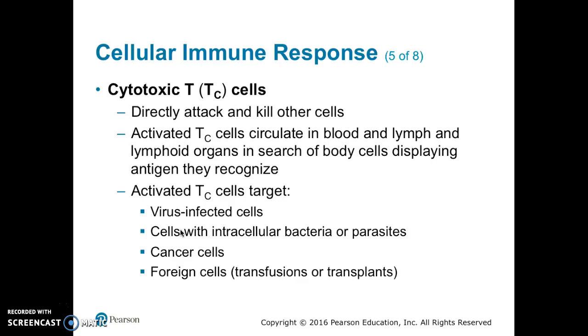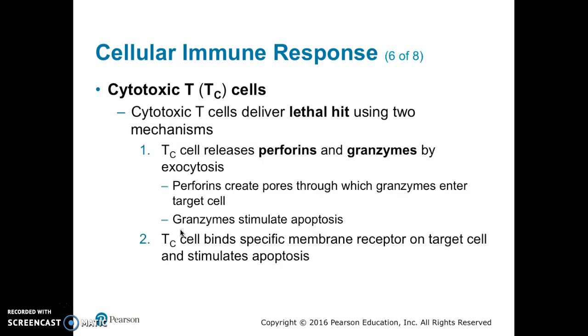The next type of specific effector T cell is the cytotoxic T cell. They directly attack and kill other cells. Activated cytotoxic T cells circulate in the blood and lymph and the lymphoid organs, looking for body cells displaying an antigen they recognize. Activated T cells target virus-infected cells, cells with intracellular bacteria or parasites, cancer cells, and foreign cells from transplants or transfusions.